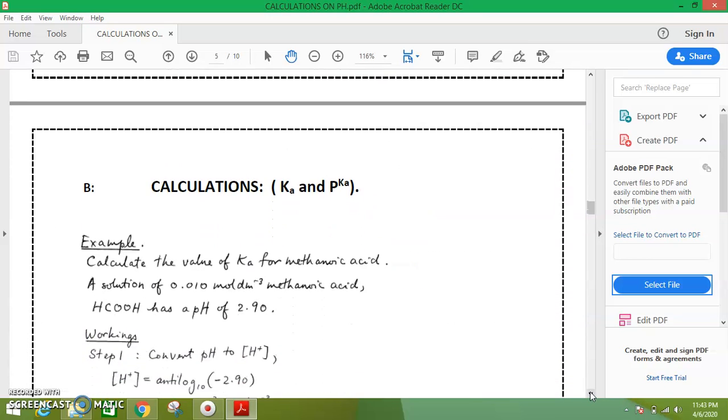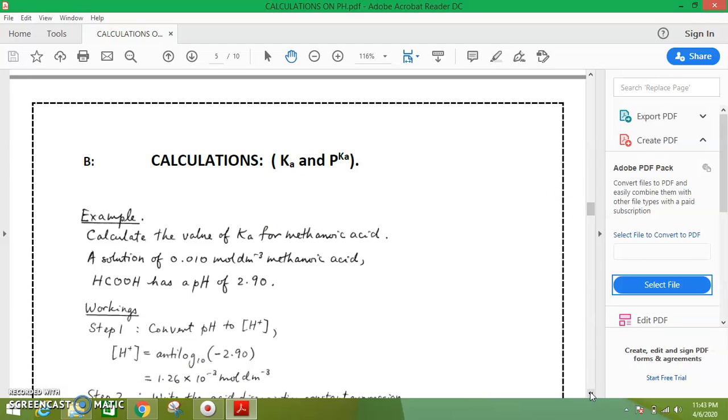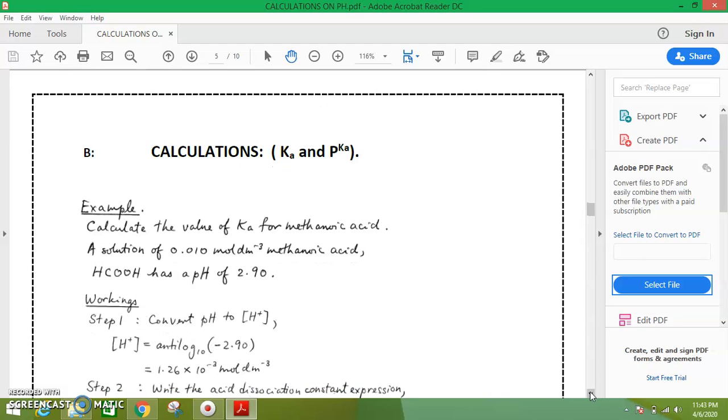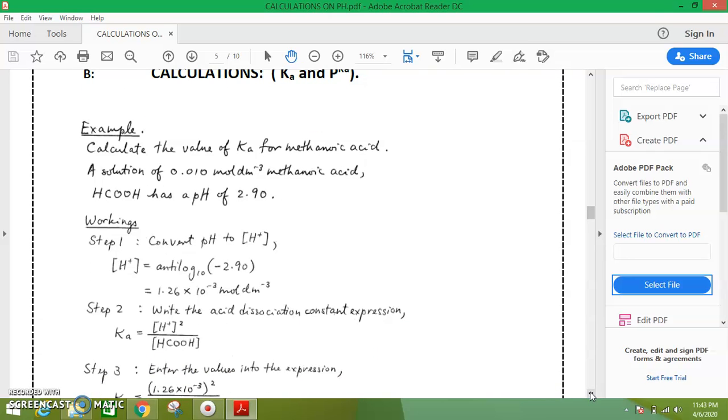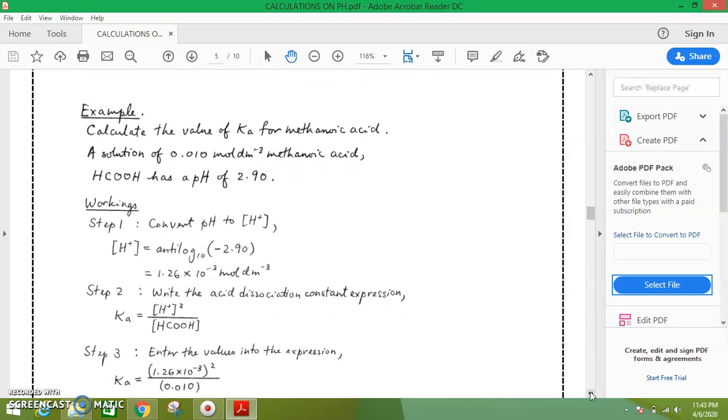Now the second part, part B, is calculation about Ka and pKa. How to calculate Ka and how to calculate pKa. The rules are already in part 3, you can go through those rules. Here one example is given to you: calculate the value of Ka for methanoic acid. A solution of 0.010 molar, or you can call it mole per dm cube, methanoic acid is given to you, with a pH of 2.9.